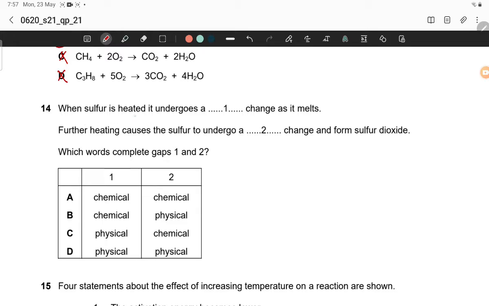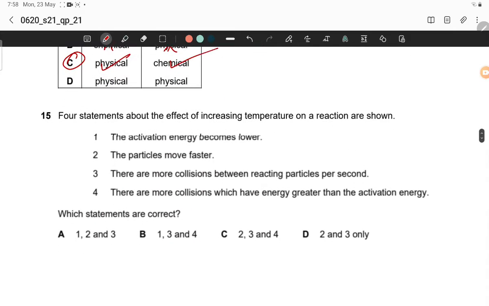When sulfur is heated, it undergoes a physical change as it melts. Further heating causes the sulfur to undergo a chemical change to form sulfur dioxide. So this is not chemical, this is physical. Chemical incorrect, physical incorrect, physical correct, and chemical correct. So the C option is correct.